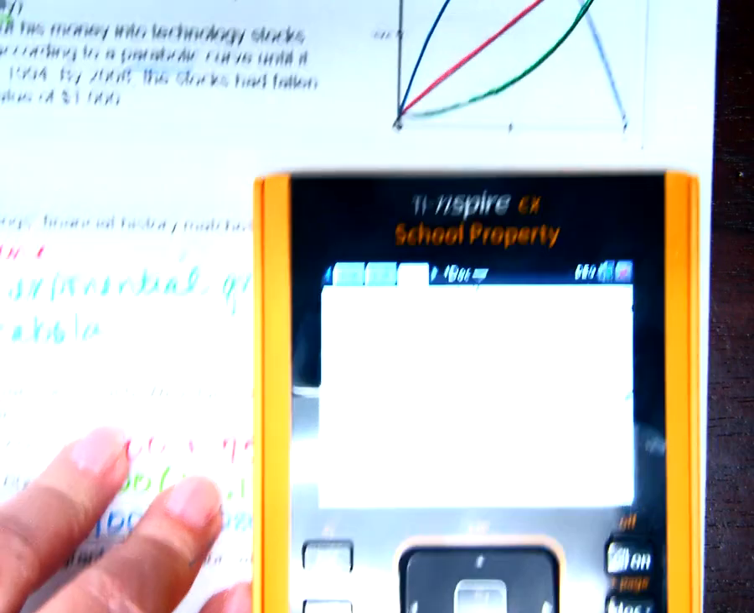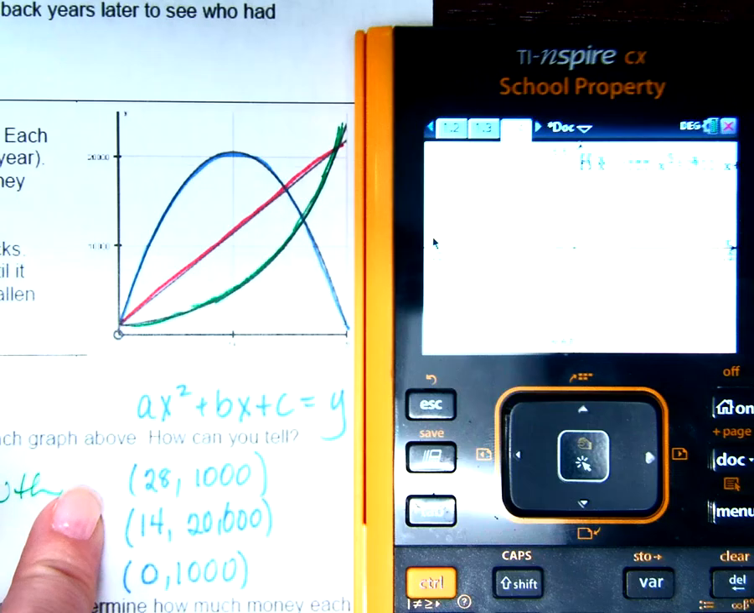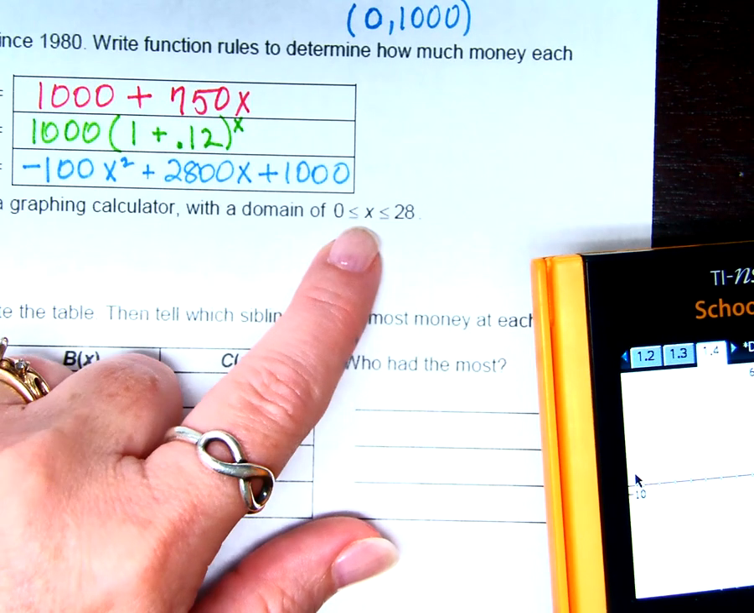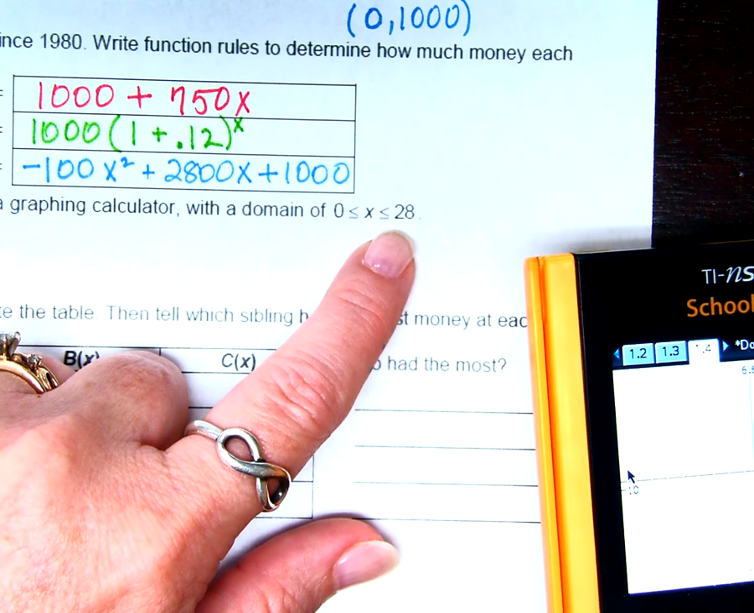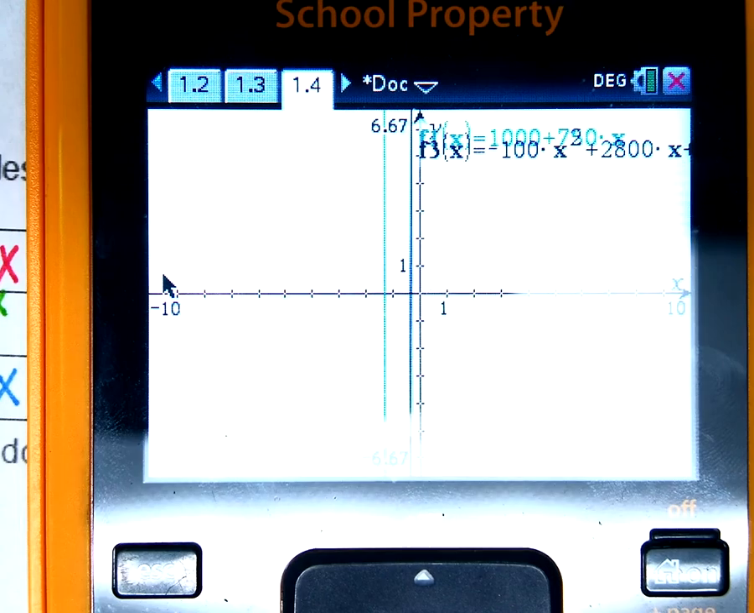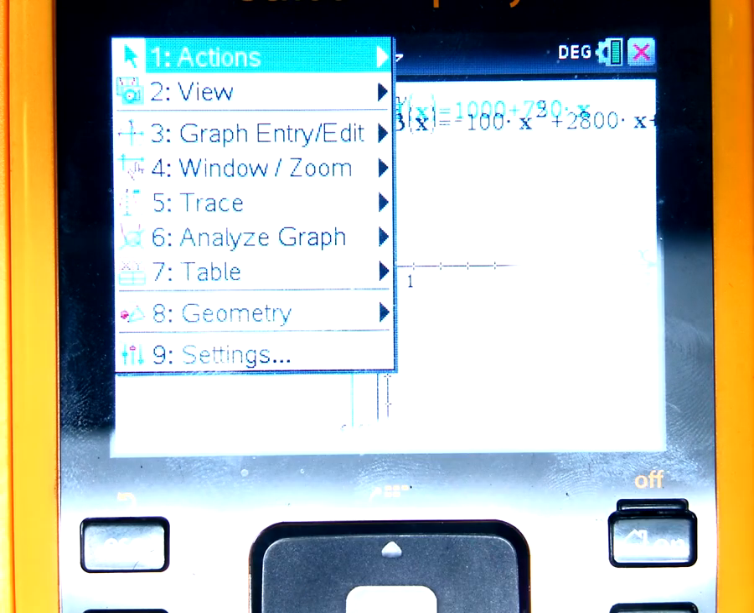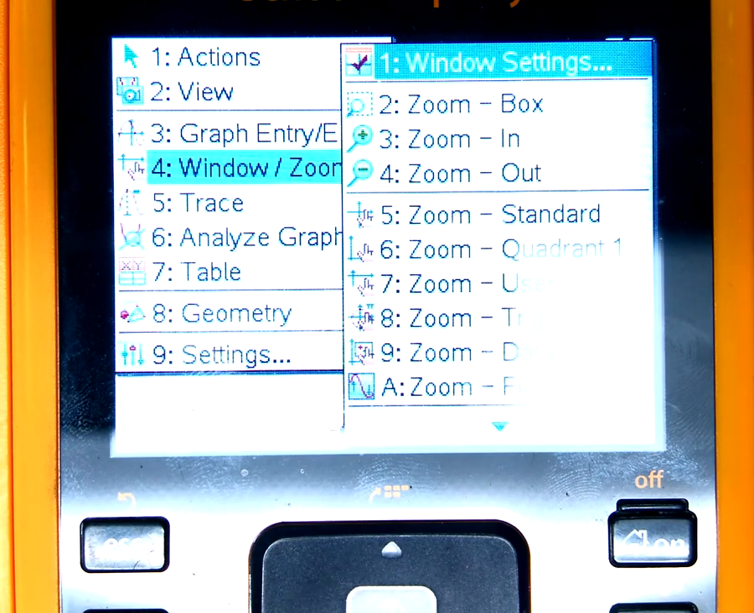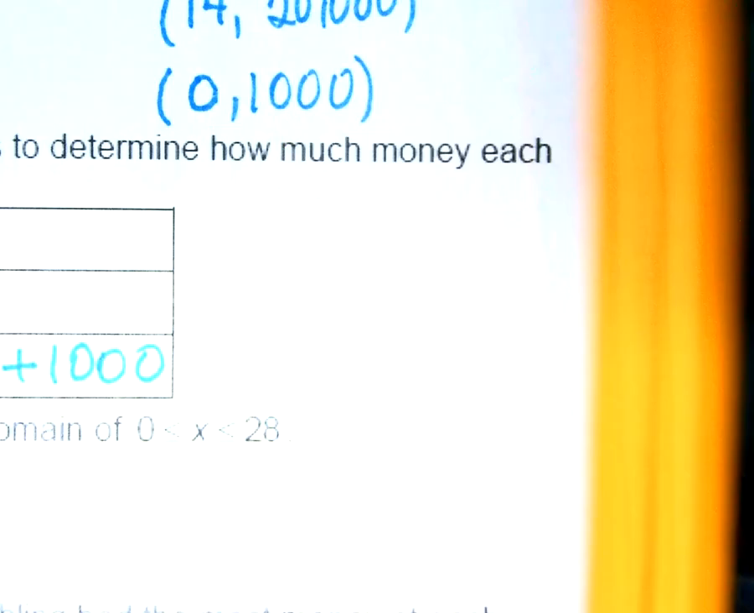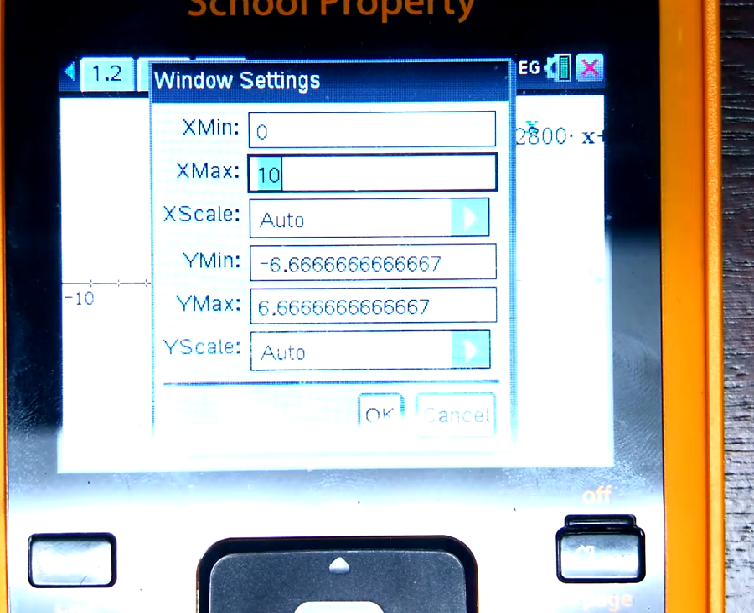Now, to me, these two graphs don't look anything alike. But then I look at my directions again, and they say check it with a graphing calculator using this domain, 0 to 28. So I need to change my window. I'm going to say menu, window, and adjust my window settings. What did it ask me to use? 0 to 28 for x's.